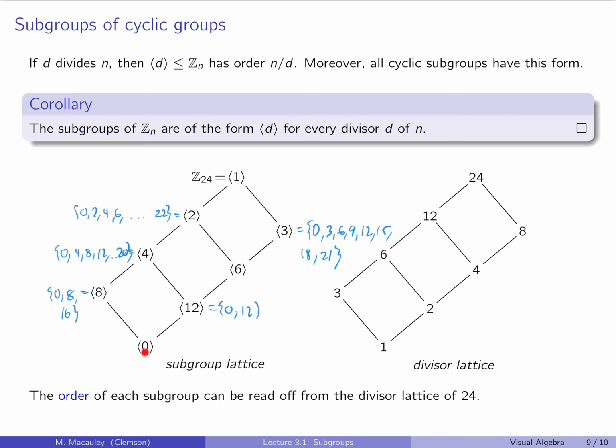So think on the bottom, you can put 24 there if you want to make the pattern a little nicer, but 24 is equal to 0 in Z24. So the subgroup lattice of a finite cyclic group is isomorphic to the divisor lattice over here. And we can read the order of each subgroup off of the divisor lattice.